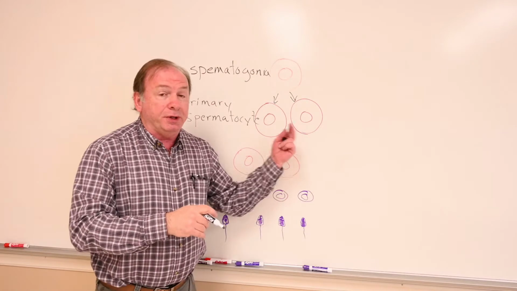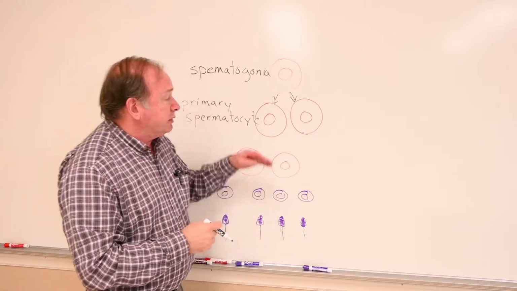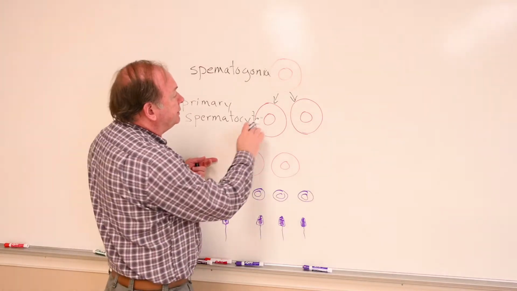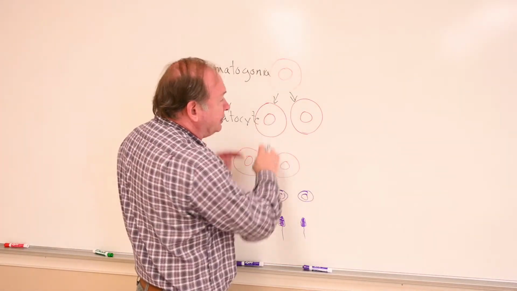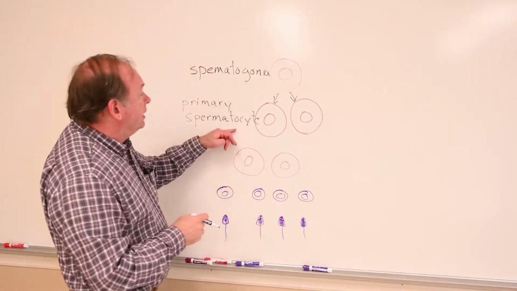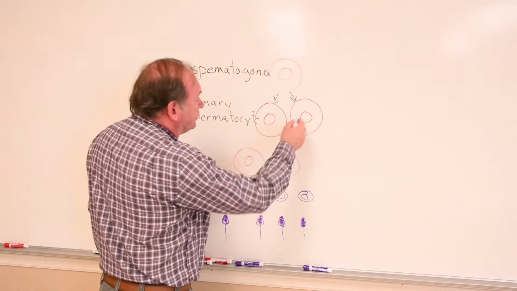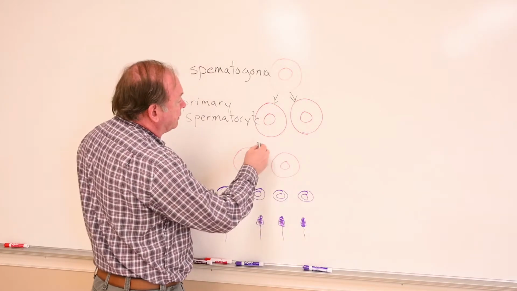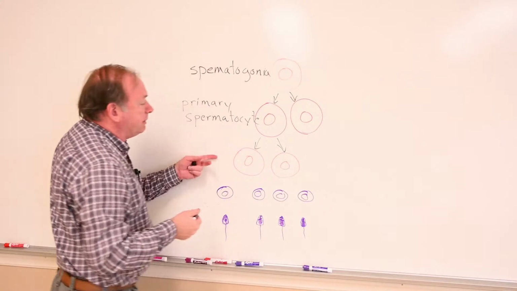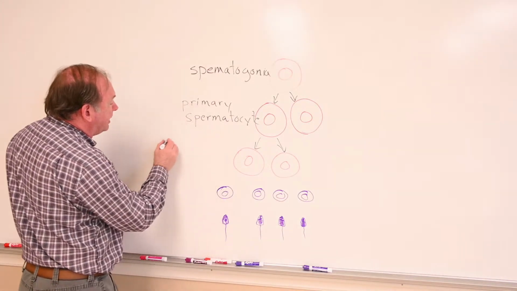And they are also diploid cells. So they haven't started the process of forming haploid cells yet. So this is the cell that initiates the process of meiosis here. So these are diploid cells. Each of those then would undergo this process of meiosis. So the first division from the primary spermatocyte leads to the secondary spermatocyte.